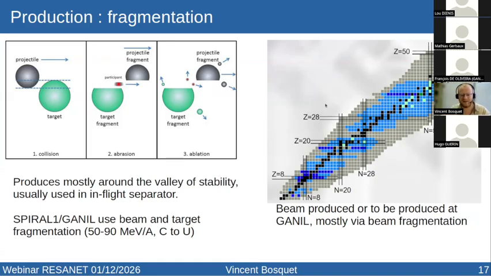And on this graph, you can see the beams that have been produced or will be produced at GANIL, mostly via beam fragmentation. And you can notice that the production is centered around the valley of stability.